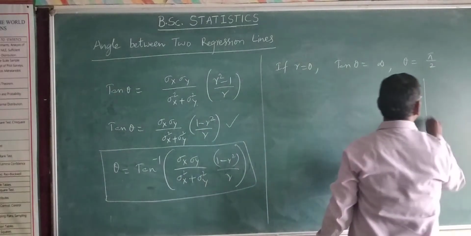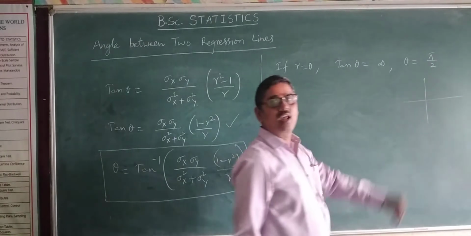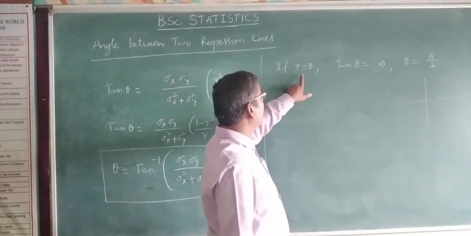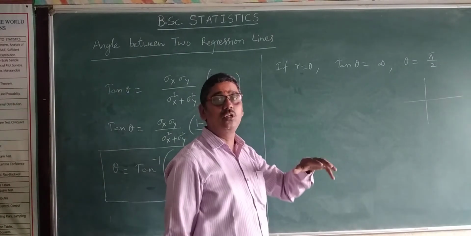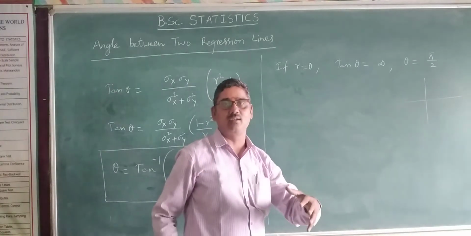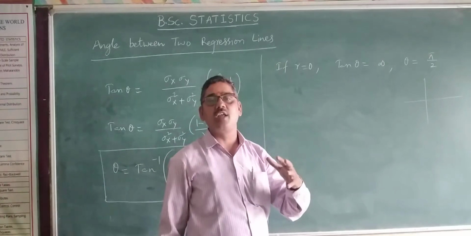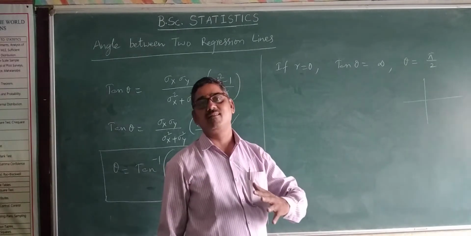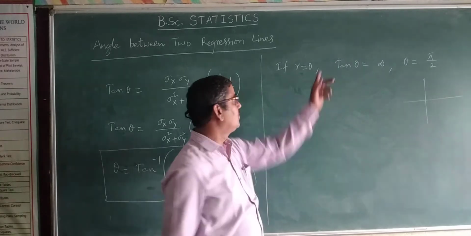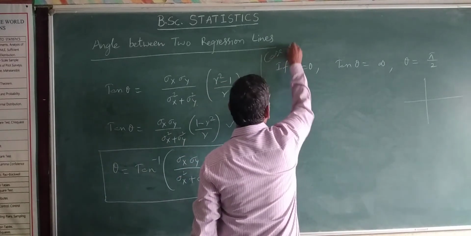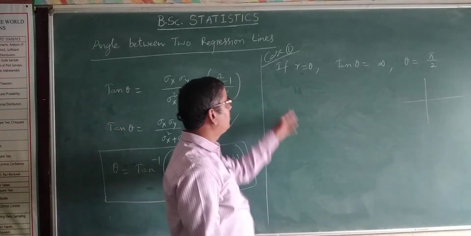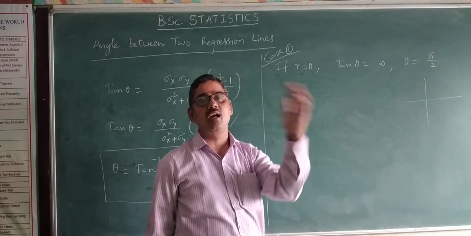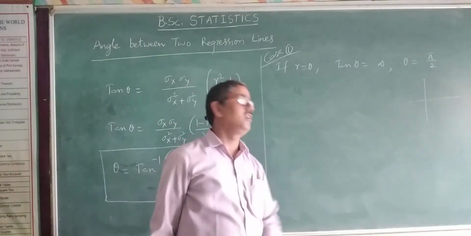Then the two regression lines will be perpendicular. Theta is equal to 90 degrees. So the two regression lines will be perpendicular when r is equal to 0, that is, uncorrelated. There is no correlation. So if there is no correlation between the two variables x and y, the regression lines will be perpendicular. That is the first case, the relation between r and theta and the regression lines. With the help of theta, we can give a statement about these regression lines.